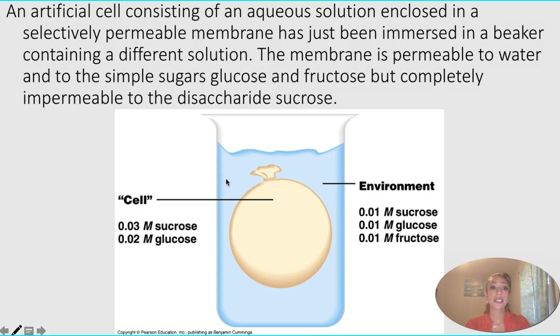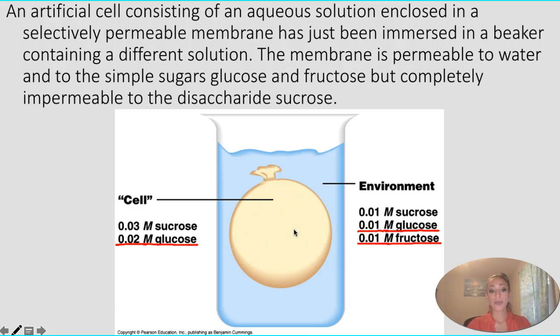An artificial cell consisting of an aqueous solution enclosed in a selectively permeable membrane has just been immersed in a beaker containing a different solution. The membrane is permeable to water and to simple sugars such as glucose and fructose, but completely impermeable, which means it's not going to allow any of the disaccharide sucrose across. So what is that telling us automatically? Water can go across, as well as glucose and fructose. So I'm going to underline my glucose and my fructose because I know these are the ones that are going to be allowed into or out of the cell according to its tonicity.